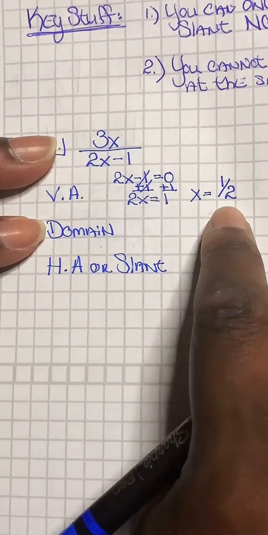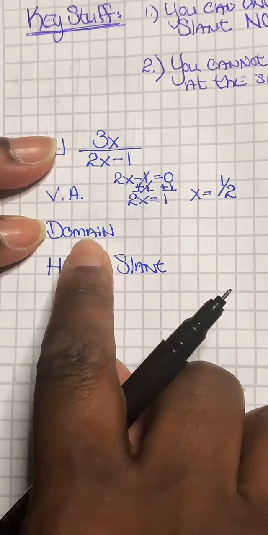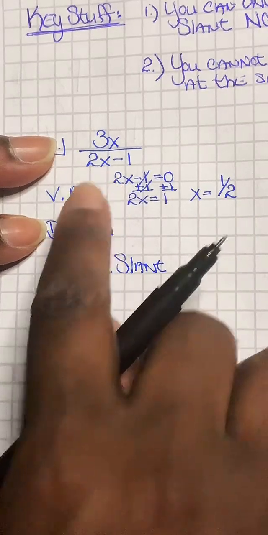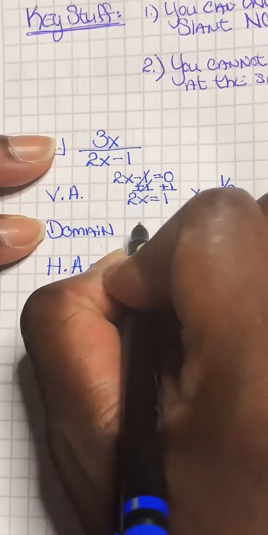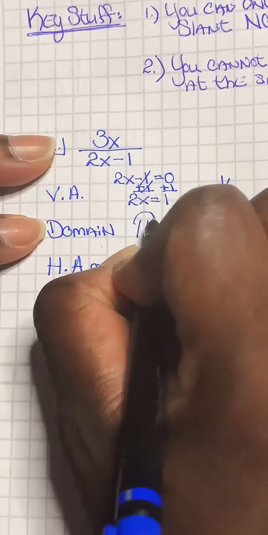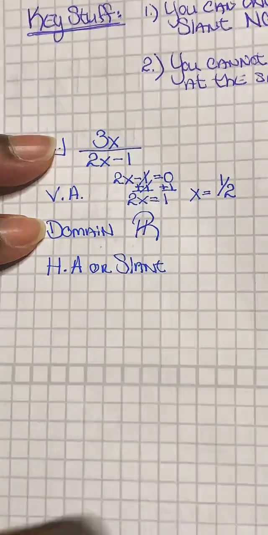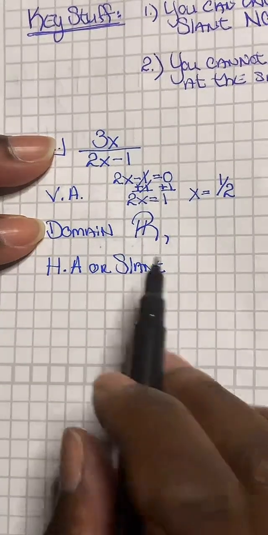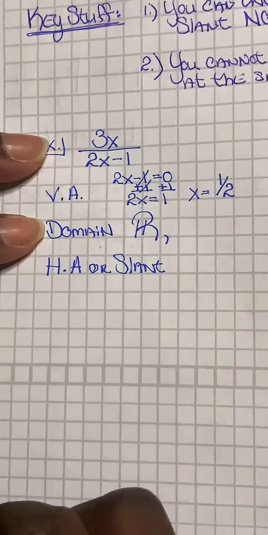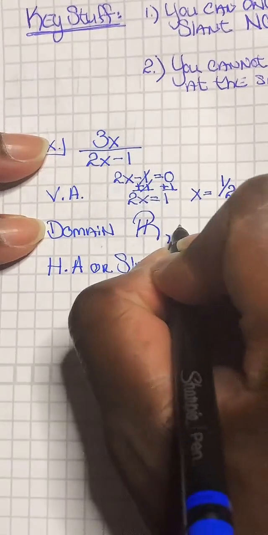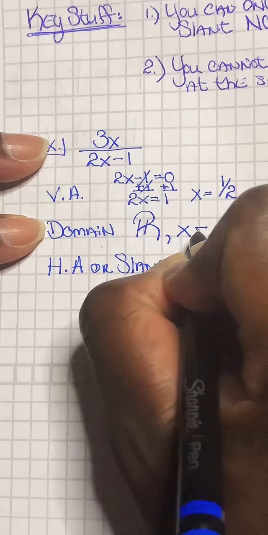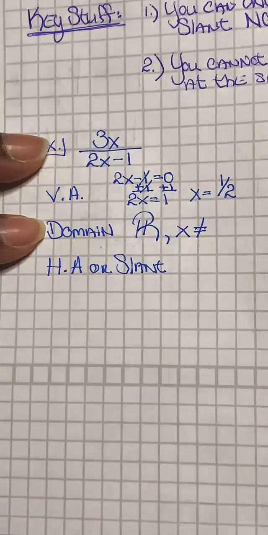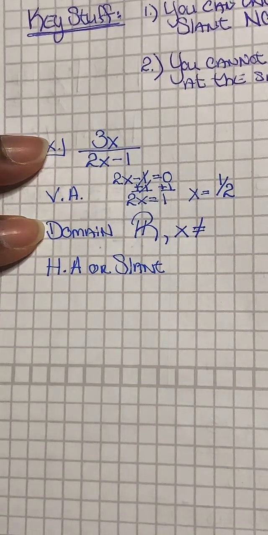So that means for my domain, I can use any number whatsoever. Do you see a pattern with the domain? Have you guys picked it up? So basically it could be all real numbers, any number except for what? Okay, it could be any number except for what?